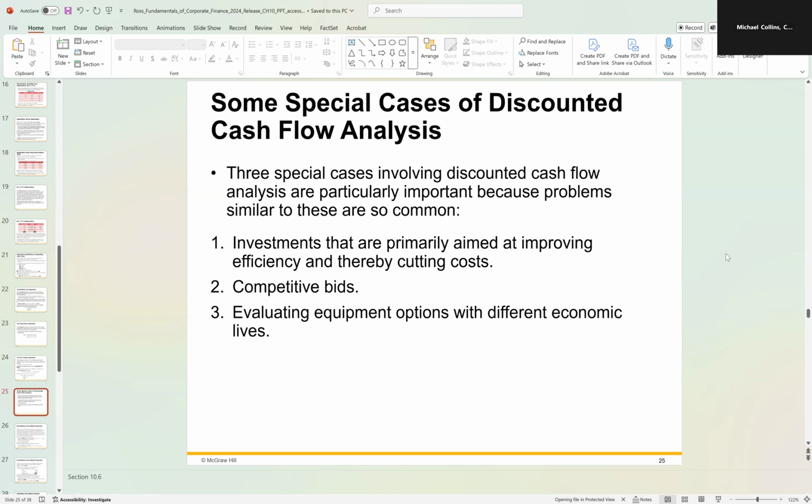Some special cases of discounted cash flow analysis. There are 3 cases involving discounted cash flow analysis that are particularly important because problems are similar to these, and they're so common. Investments primarily aimed at improving efficiency and thereby cutting costs. Also thinking about competitive bids, and then evaluating equipment options with different economic lives.